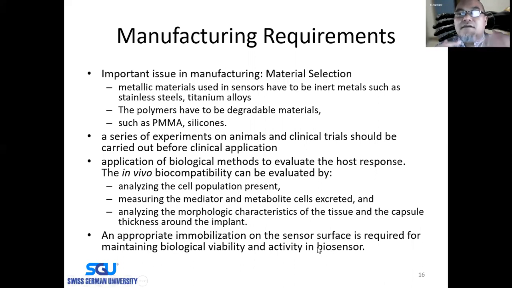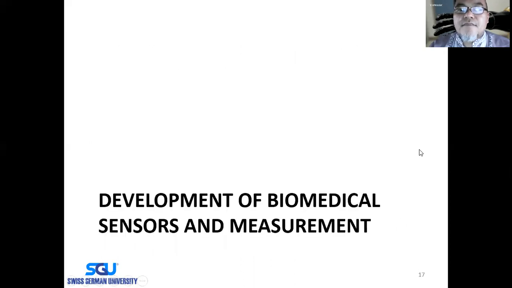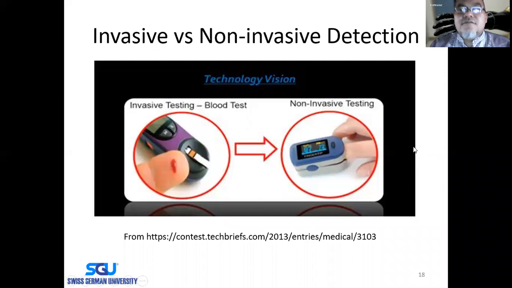The way we put this biological molecule onto the physical transducer is called immobilization on the sensor surface. This is important, how we immobilize, so that we can capture the correct biological signal. So this is an important step in the manufacturing of a biosensor. So this is the trend in biomedical sensor and measurement.